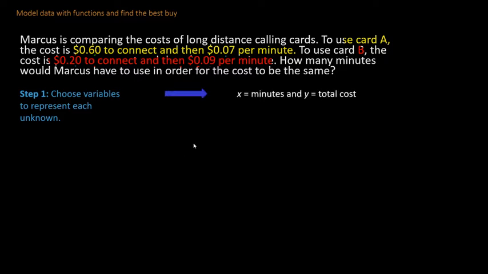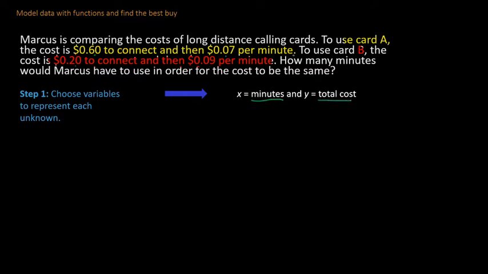Now, my suggestion is that x should equal minutes and y should equal cost. And let me explain why I am saying that. So when I read the question, first we have to recognize, what are our unknowns? Well, we don't know how many minutes Marcus is talking for, and we don't know what the total cost is.